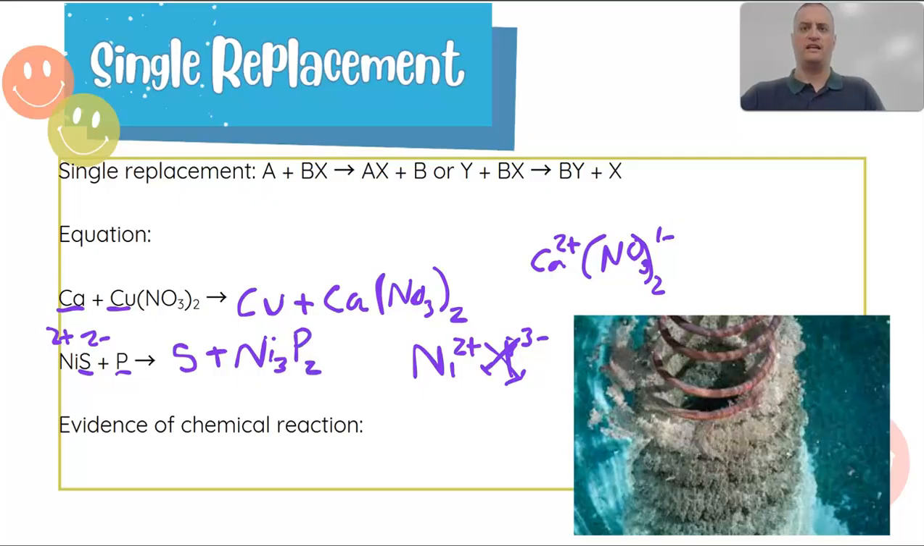As far as looking at the evidence of chemical reaction, it looks like a spring, but it's actually some copper wire that's actually changing the color, as this was once clear, now is blue, and changing from the coppery color to this gray mesh-like stuff. We're going to continue this on with the double replacement, probably the most challenging, and finally, one of the easier ones, combustion.